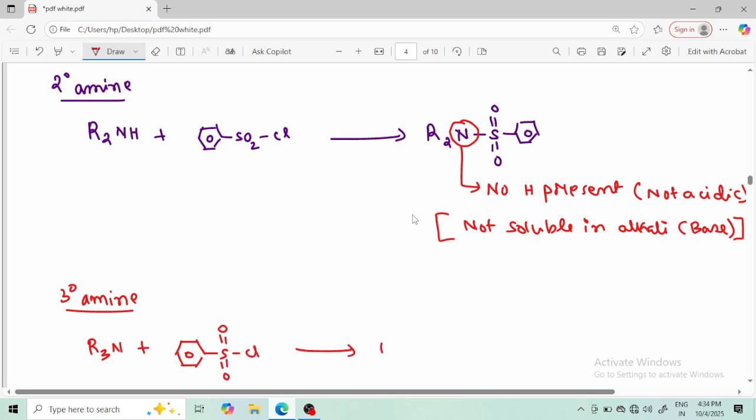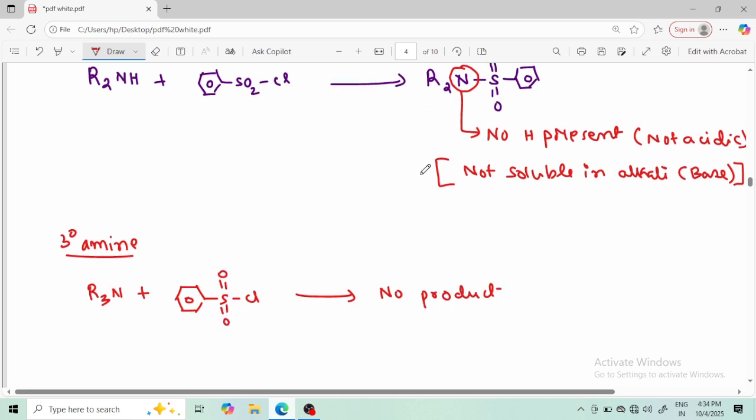So here, since no hydrogen, no product. And you have to specify, like sometimes they ask a question, the reason is here no hydrogen present with nitrogen atom, that's why you don't get any product.